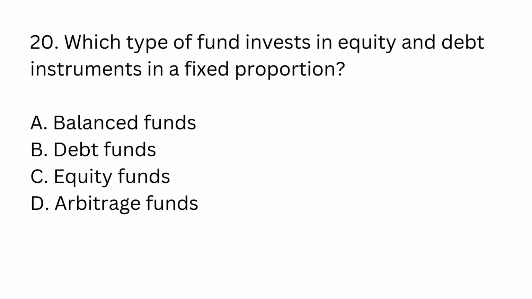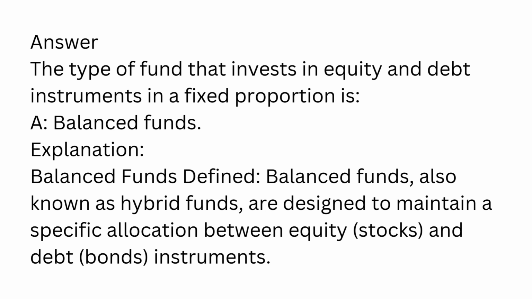20. Which type of fund invests in equity and debt instruments in a fixed proportion? A. Balanced funds. B. Debt funds. C. Equity funds. D. Arbitrage funds. Answer. The type of fund that invests in equity and debt instruments in a fixed proportion is A.